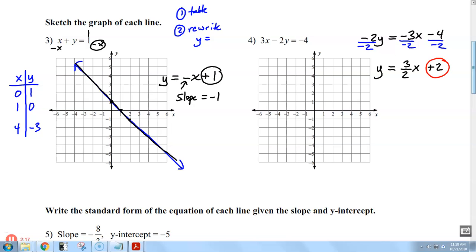So start at my y-intercept. Positive slope means we're going up and right. So up 3 over 2. Down 3 the other way 2.